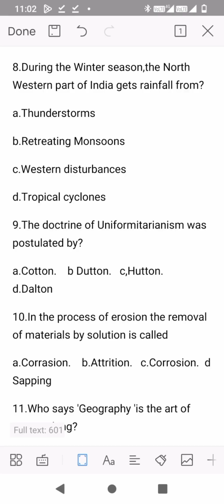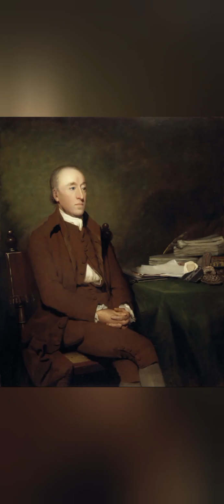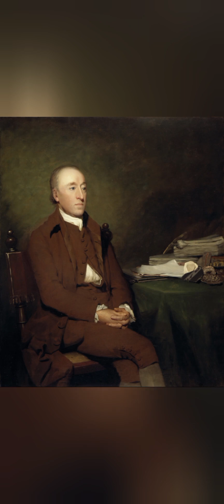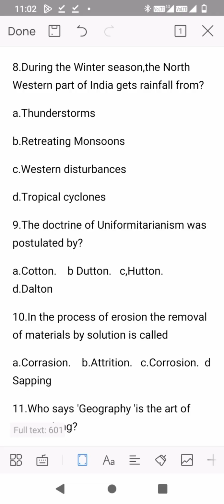The ninth question is, the doctrine of uniformitarianism was postulated by. The options are A. Cotton, B. Dutton, C. Hutton, and D. Dalton. And the answer is C. James Hutton. So Hutton, along with Charles Lyell, had postulated the concept of uniformitarianism. And this idea is that the earth has always been changing in a uniform way, and the present is the key to the past.